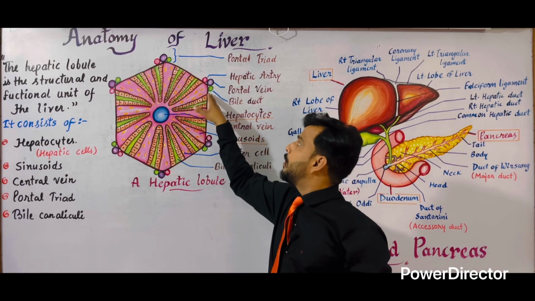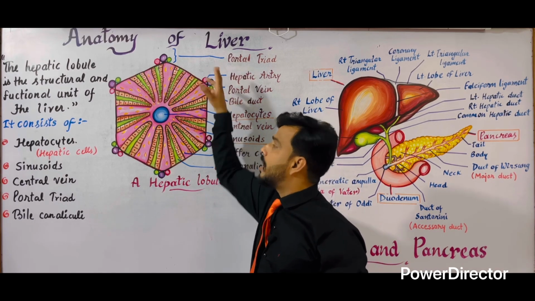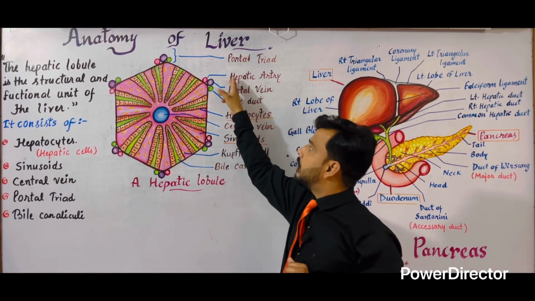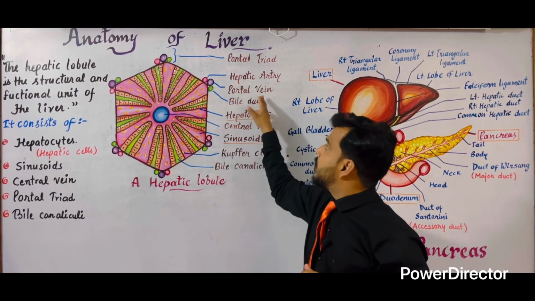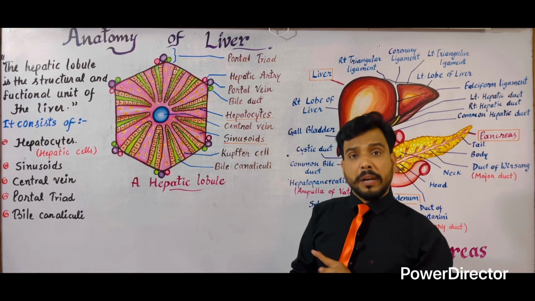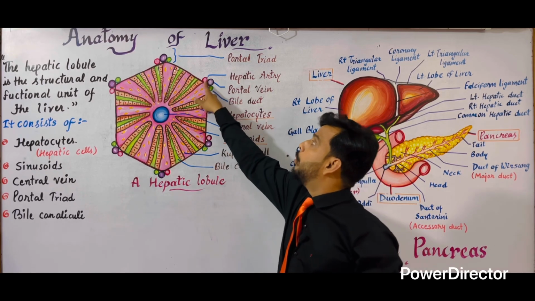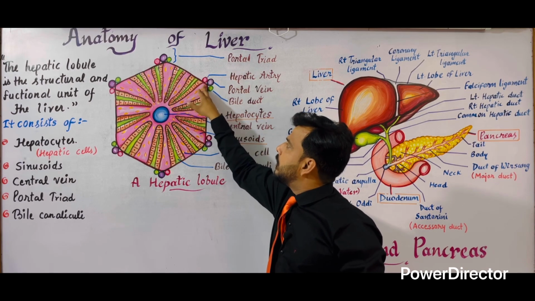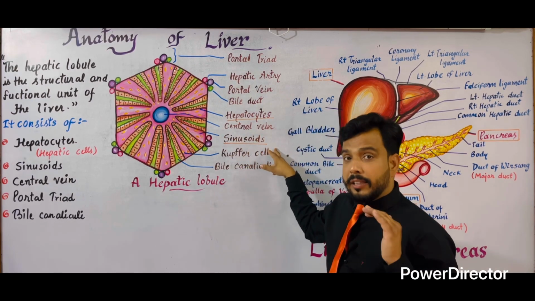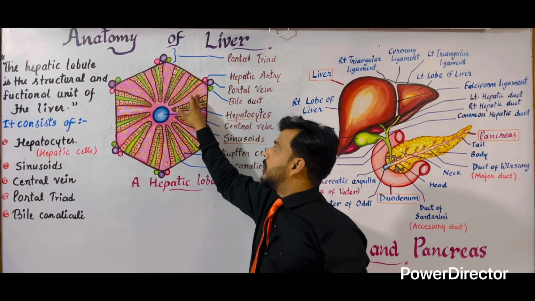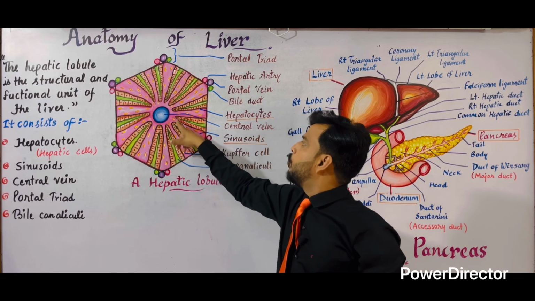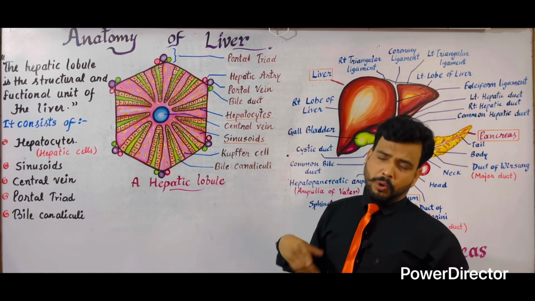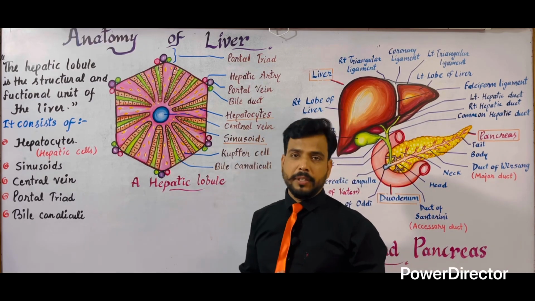So there are a total of 3 structures, and these 3 structures are collectively known as portal triad, in which one is the hepatic artery, which carries the pure blood. The second one is the portal vein, which carries the nutrient rich blood from the digestive system, and both the artery and vein flow the blood inside the sinusoid. This sinusoid carries this blood into the central vein, which you can see in the center, and this central vein moves this blood forward to the hepatic vein.